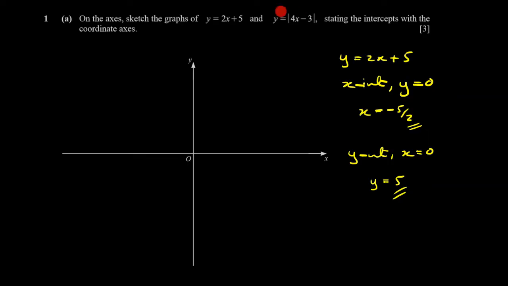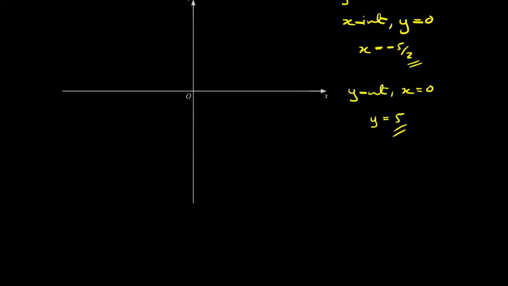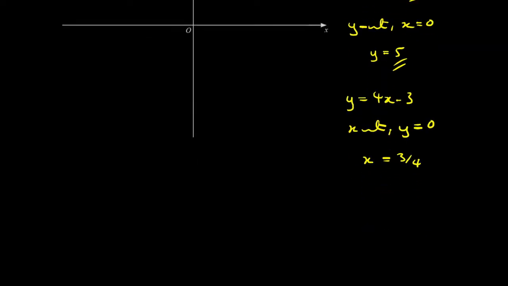Now, for the second one, y equals mod 4x minus 3. I think the easiest thing to do first is to sketch the graph without the modulus. So we're going to sketch y equals 4x minus 3. And the x-intercept for that will be when y is equal to 0 again, which means that x is going to equal 3 upon 4. And similarly, the y-intercept is when x is equal to 0, so y would be equal to negative 3.